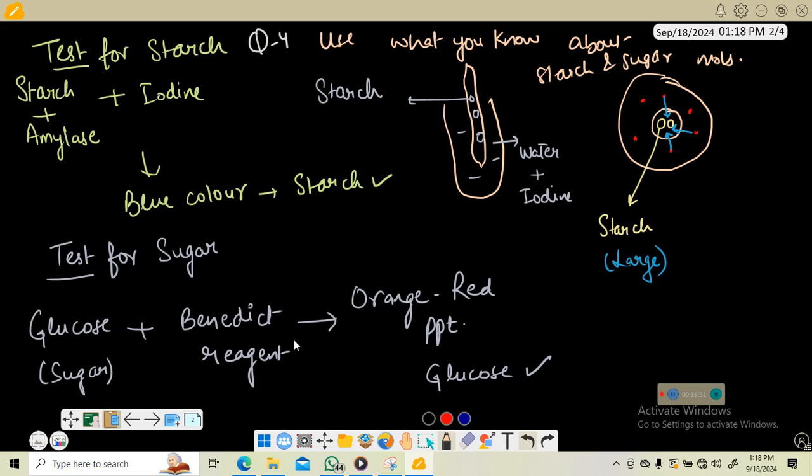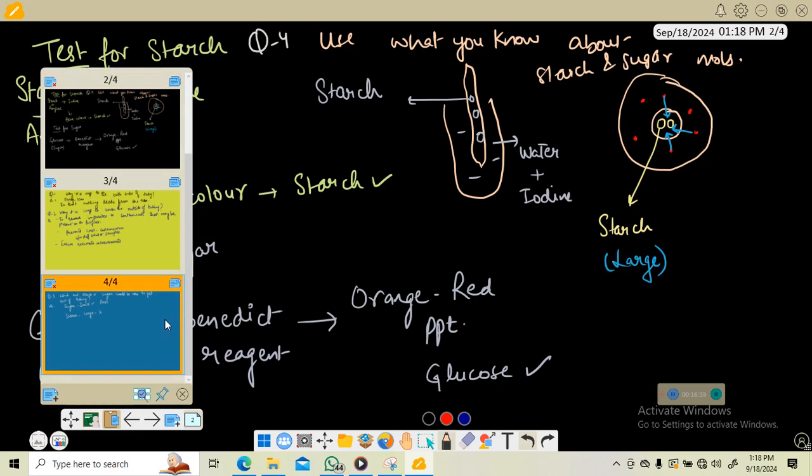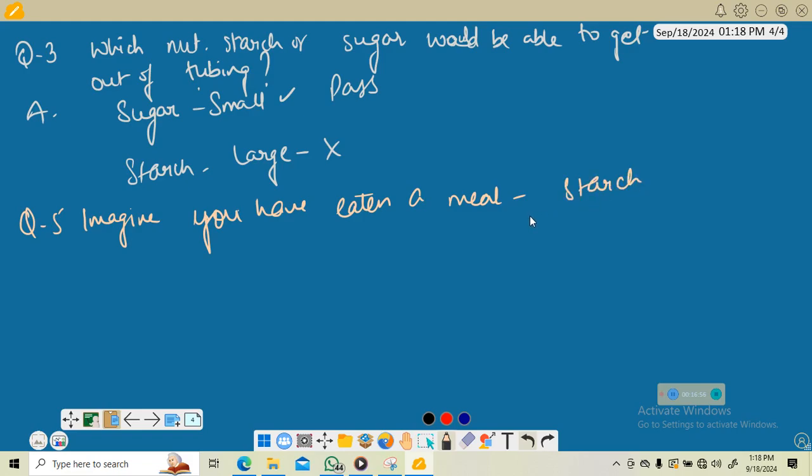Then question number 5. Imagine you have eaten a meal containing starch and sugar. Will both be digested?